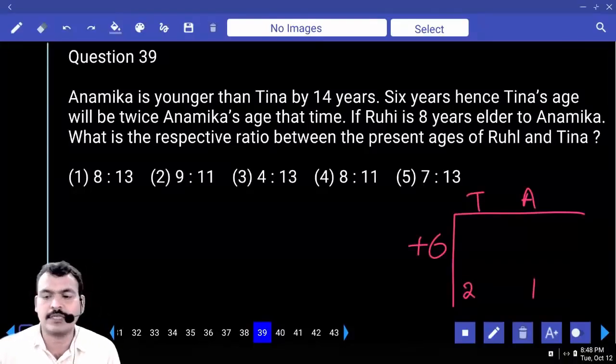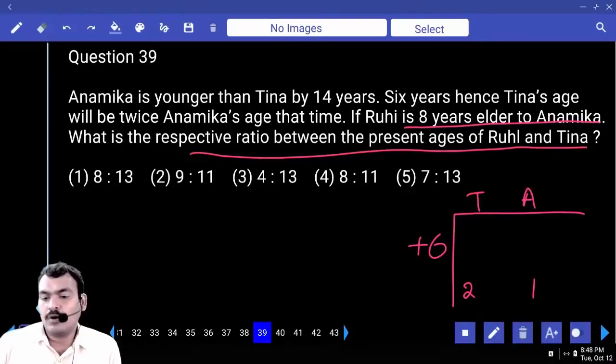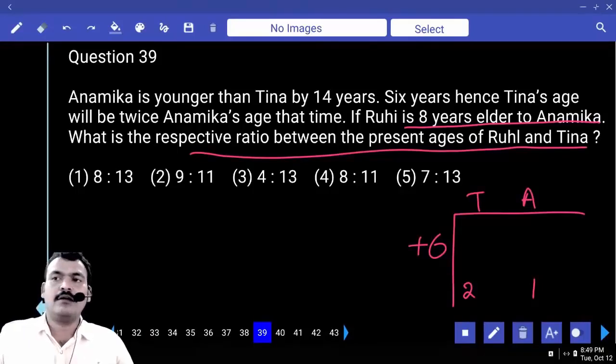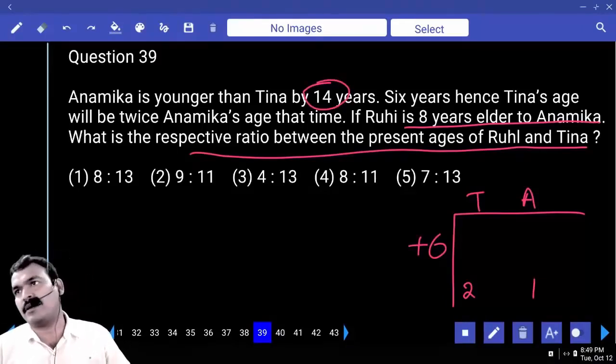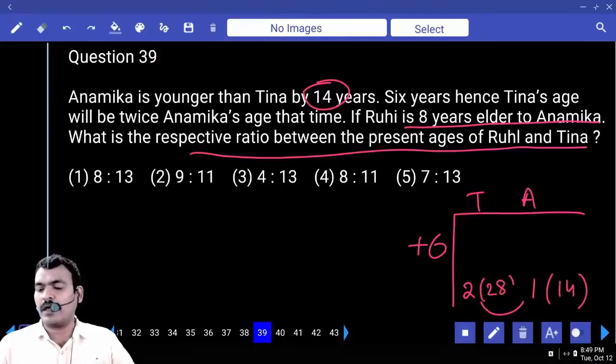Okay. After 6 years. And one more, Ruhi is how many years elder to Anamika? 8 years. And what is the respective ratio between the present ages of which ones? Ruhi and Tina. First, after 6 years, Tina will be how many parts? 2 parts. Anamika, 1 part. Difference in parts? 1 part. What is the difference in age? 14 years. The difference between 2 persons, either past, present or future, is always the same, or not? How many parts is the difference? 1 part. Then 1 part is equal to how many years? 14. Then 2 parts are 28.